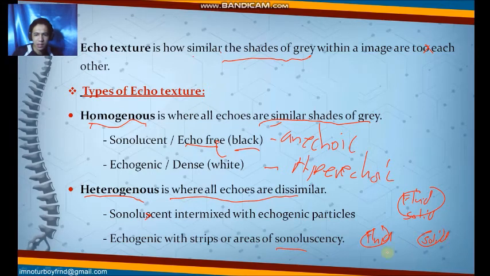Now we have cystic and then solid masses, and then the combination of the two, the combination of the fluid and the solid. If, for example, the mass contains solid and also fluid contents, it is defined as a complex mass.